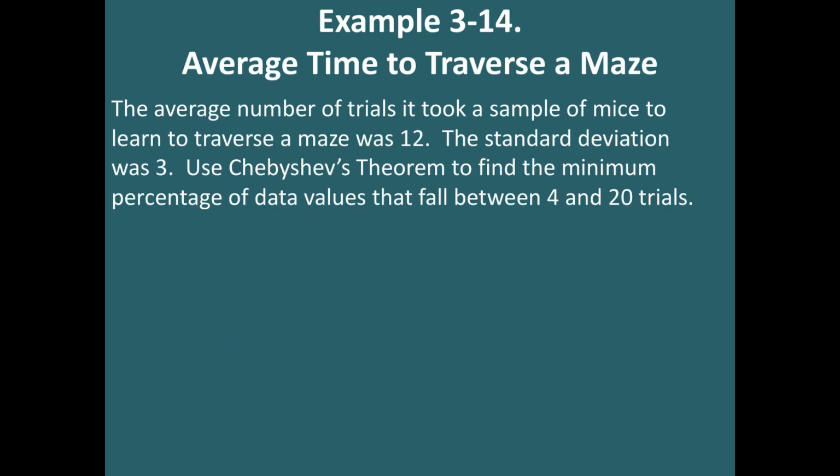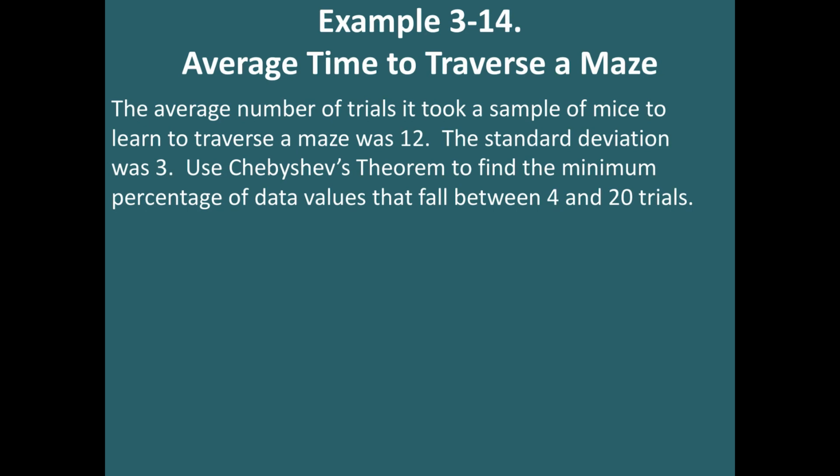Let's take a look at another example using Chebyshev's. The average number of trials it took a sample of mice to learn to traverse a maze was 12. The standard deviation was 3. Use Chebyshev's theorem to find the minimum percentage of data values that fall between 4 and 20 trials.